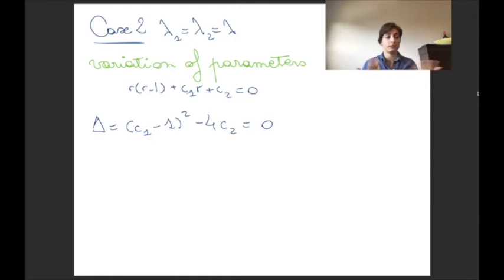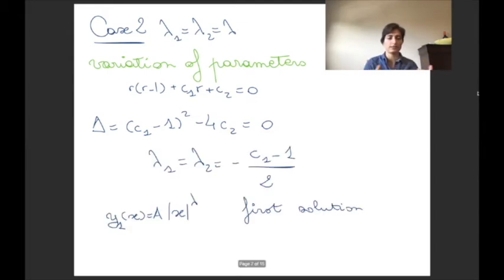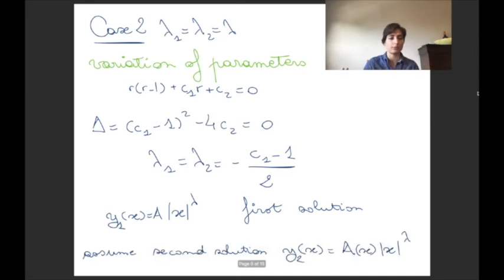What happens when they're the same? You remember that when we're supposed to have two solutions and we end up having only one, our approach is usually to do variation of parameters. So we are assuming that our equation in r is equal to 0 and has a discriminant equal to 0. So we can actually solve explicitly for lambda 1 and lambda 2 as both being equal to (c minus c1 minus 1) divided by 2. So our first solution is the same as before, a constant times x at the power lambda.